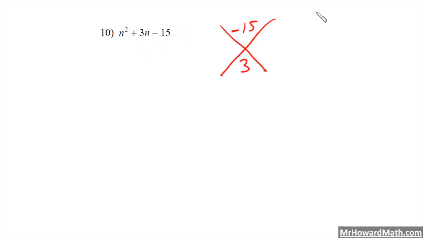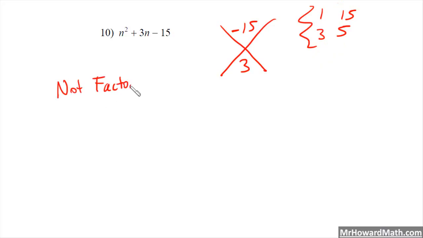So, factors of 15, list them out. We have 1 and 15. We have 3 and 5. And that's it. Those are our only options. Now I need to check which one of these would give me a 3. Which ones are 3 apart? Well, this one, if I combine that through addition or subtraction, I either get a 14 or a 16. If I add them, I get 16. If I subtract them, I get a 14. That won't work. Here, 3 plus 5 is 8. 5 minus 3 is 2. That doesn't work either. So if none of the factors work here, then you just say it's not factorable.